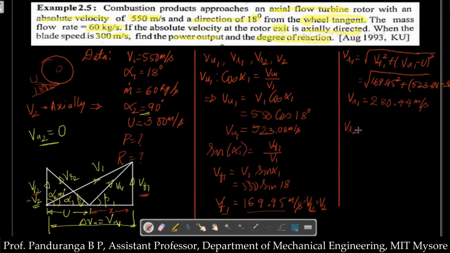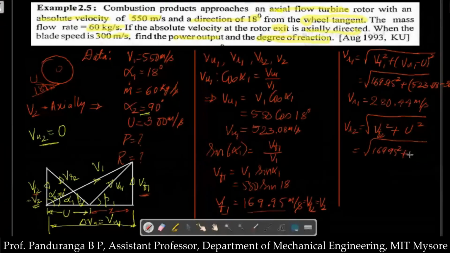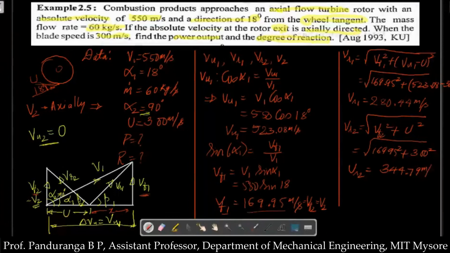Again, I will apply Pythagoras theorem. Vr2 will be equal to Vf2 square plus the base for this triangle, which is u, so u square. That will be equal to root of 169.95 squared plus u, 300, squared. So Vr2 will be equal to 344.79 meter per second. Now we know all the velocities.